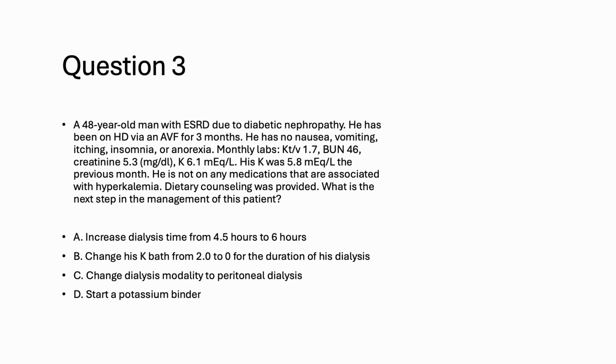Monthly labs show a Kt/V. Okay, this is the dialysis clearance measurement. We measure it once a month in every hemodialysis patient. It is 1.7, which is good. We aim for 1.2 to 1.4, so he is getting good dialysis.